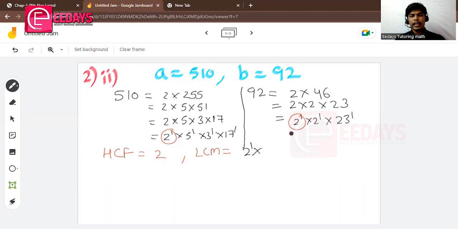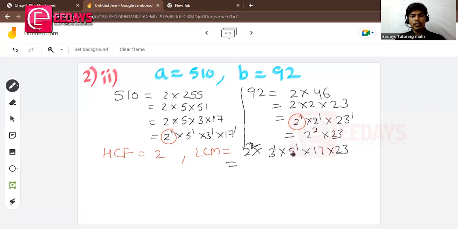Yeah, for the LCM you can take 2 square, since 2 to the power 3 is there. That's why you can take 2 square, the highest power. And 3 power 1 is there, and 5 power 1 is there, 17 and 23. So we are getting the LCM as the bigger one.